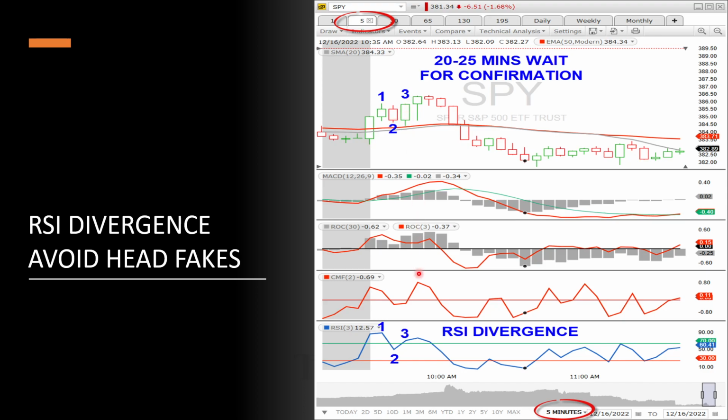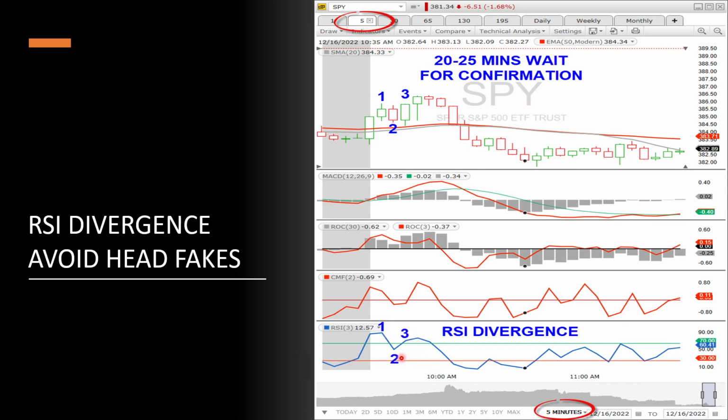What you're going to find on the RSI down below is that 3 is lower than 1. It's going to fall. And that's exactly what happened on this day, December 16th, 2022. Pump, down. Point number 3 was higher on the price chart, but point number 3 was lower on the RSI. Okay, that is classic pump and dump. So don't fall for it.